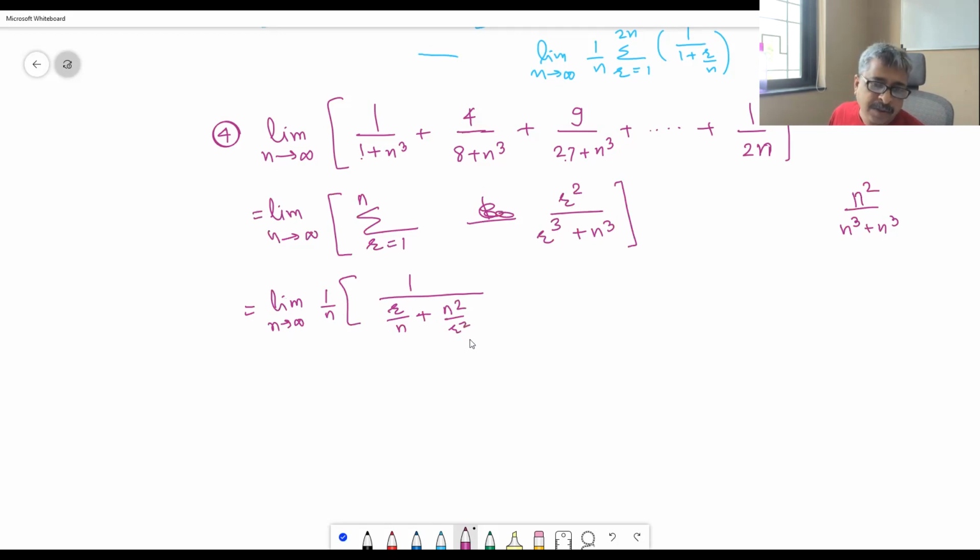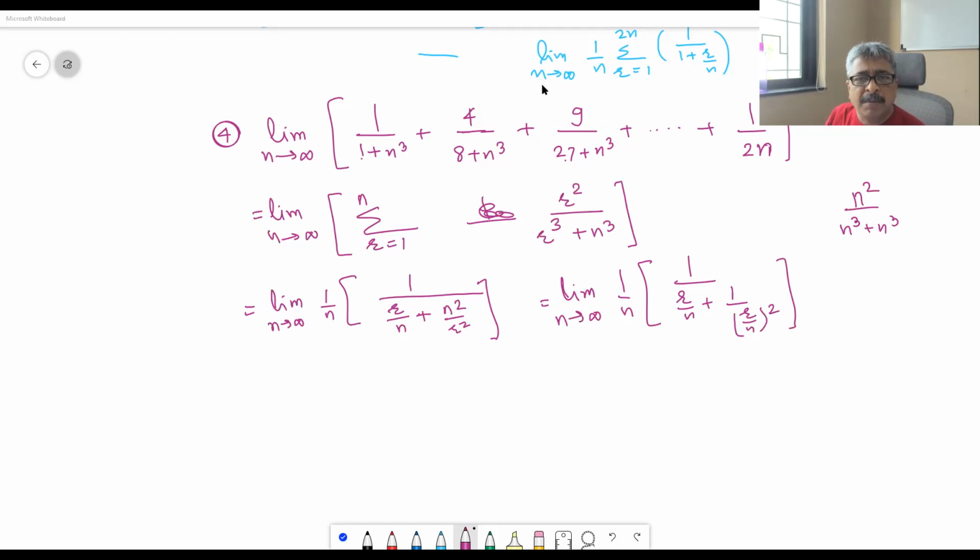Is that right? Yes. So r by n is our function. I can do one more step if you want. Limit n tends to infinity 1 upon n inside bracket 1 upon r by n plus 1 upon r by n square. You should put everything in terms of r by n and then replace with 0 to 1 f of this quantity, which is 1 upon x plus 1 upon x square, 0 to 1.